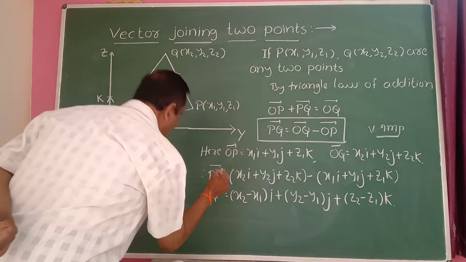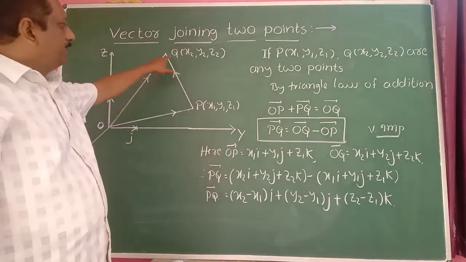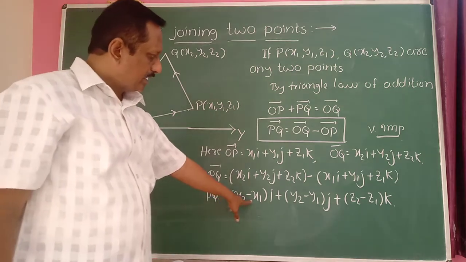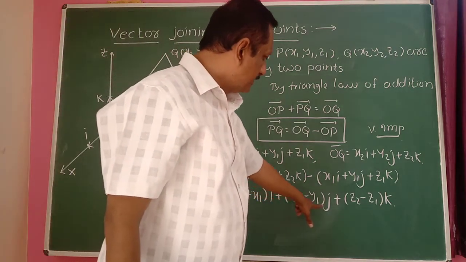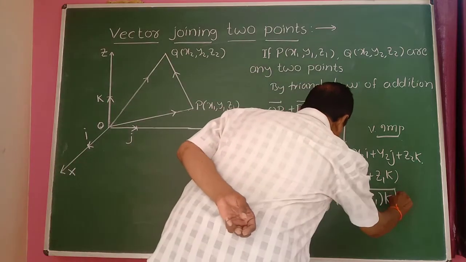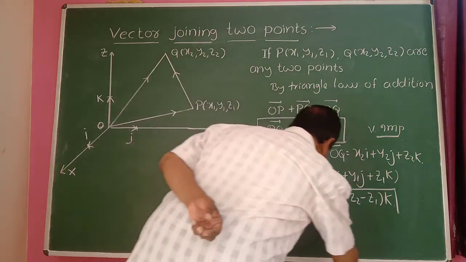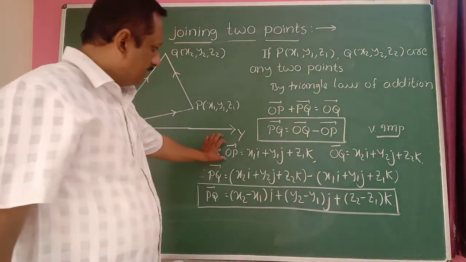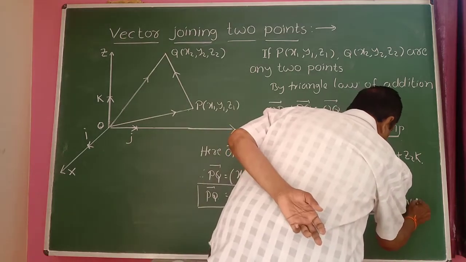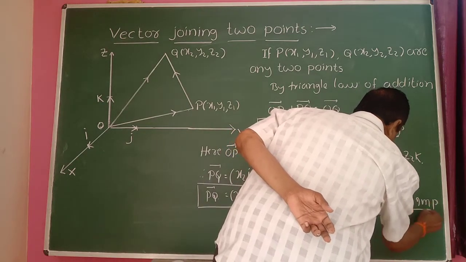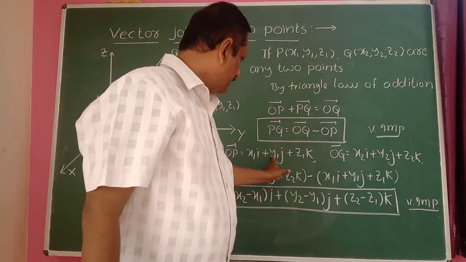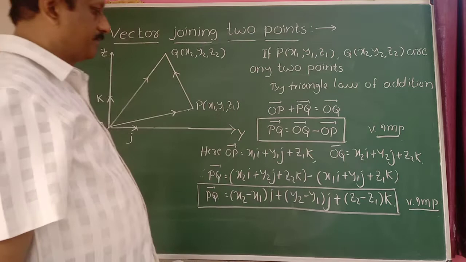If you know the position vectors of the points P and Q, then the vector PQ is given by (x2 minus x1) i plus (y2 minus y1) j plus (z2 minus z1) k. This is also a very important result. If you know the vectors OP and OQ in component form, and you want the vector PQ, you can use this.